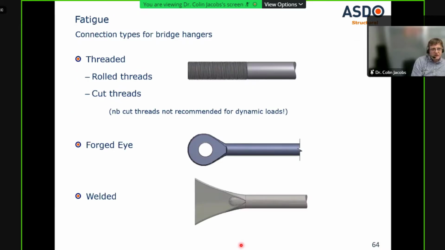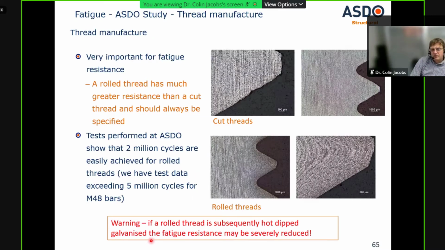We have different types of connection types for hangers. Generally, as all the examples I've shown you are threaded connection, because it's very flexible, can be made on site, can be adjusted in length. But we do also have options for forged dies and for welded spade connections. And if we're looking at threads, it's very important if you're specifying a threaded tie rod in a fatigue situation that you specify rolled threads.